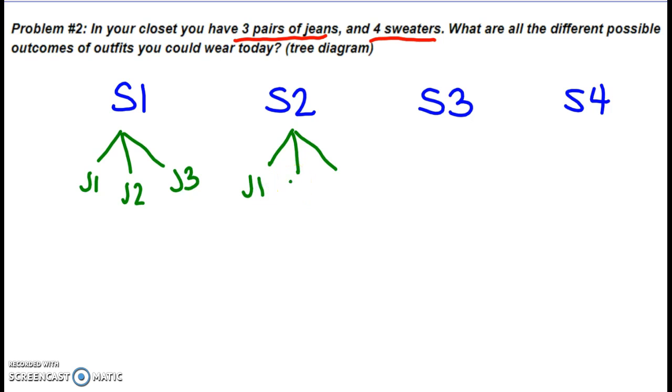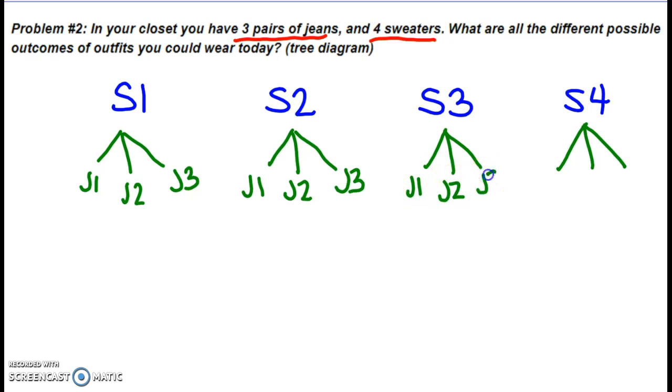So I have jean 1, jean 2, and jean 3 for sweater number 2, for sweater number 3, and for sweater number 4.